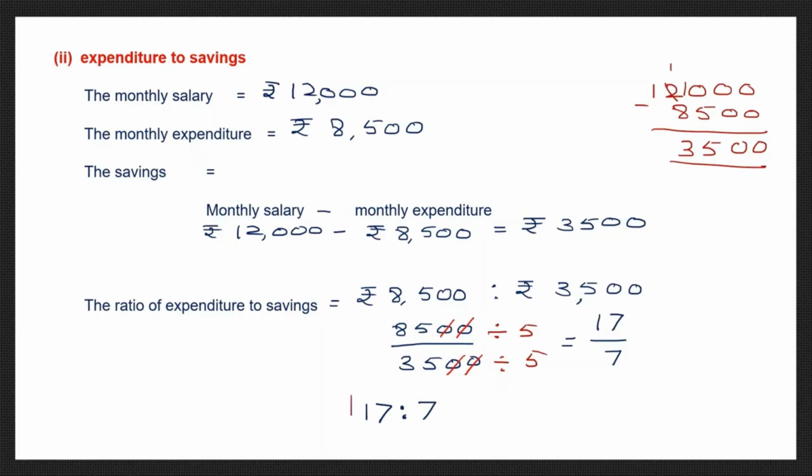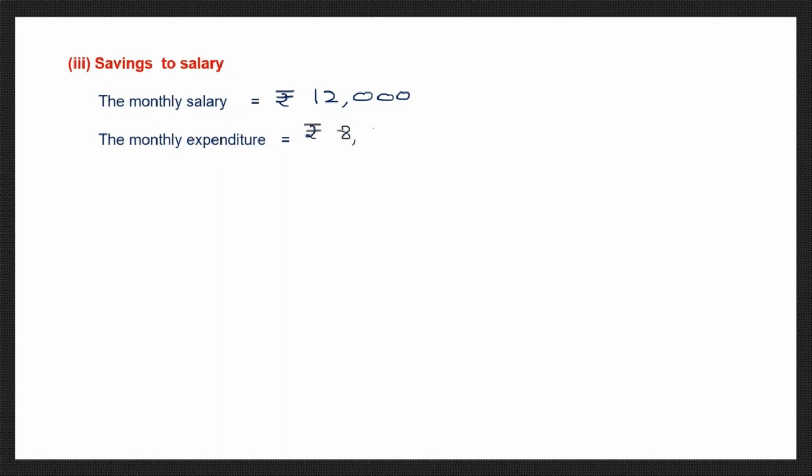So I have found the answer to my question, that is find the ratio of expenditure to savings, and that is 17:7. Next one, we have to find the ratio of savings to salary. So the first step is the monthly salary again. So the salary is given to us in the question as 12,000 rupees. Then the monthly expenditure we know is 8,500 rupees. Then the savings, we found the savings. The savings we found it to be rupees 3,500.